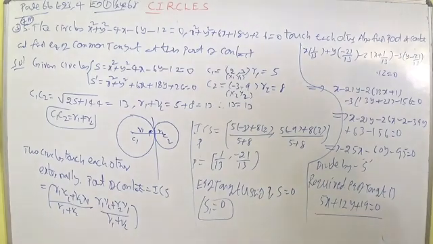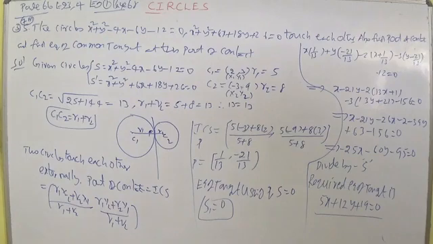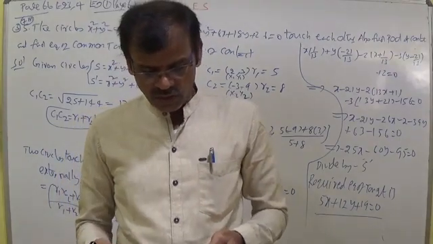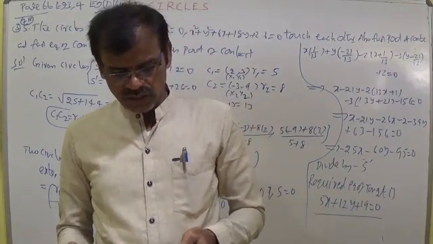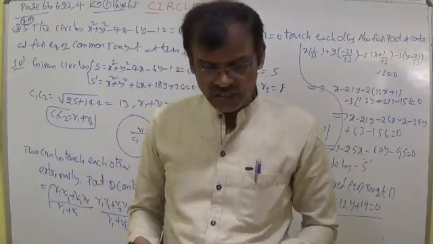Example 3 completed. Now let us go to discuss example 4. It says: show that the circles in the same model touch each other and find the point of contact, he is asking. Okay, let us discuss in the next class, students.